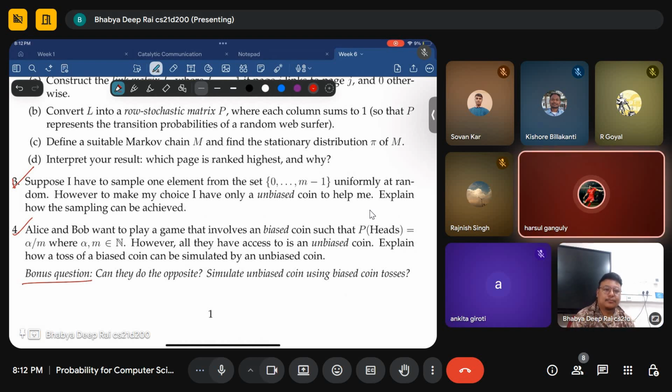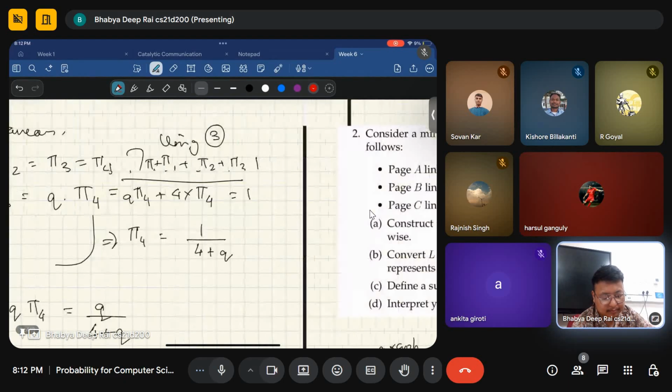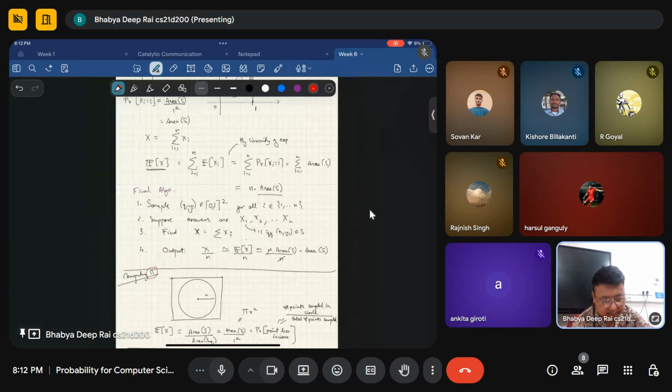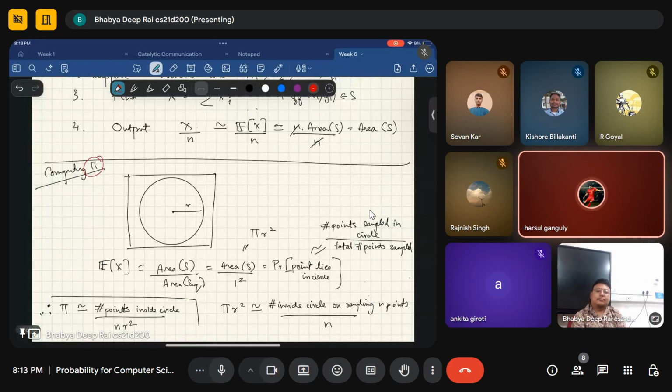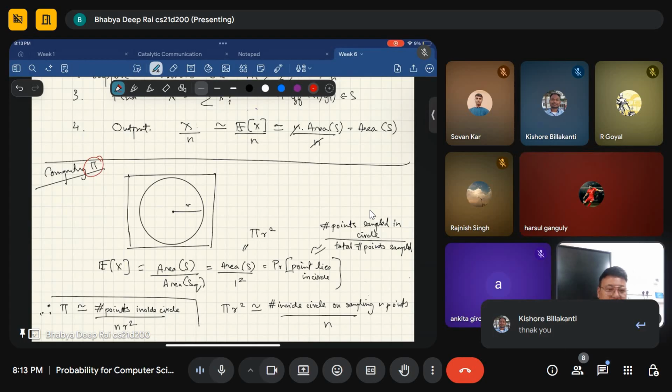Can you show the last part of that simulation of pi once? Yes. Here, sir, this one. Inside circle and points. Total number of points. Yeah, thank you, Kishore.